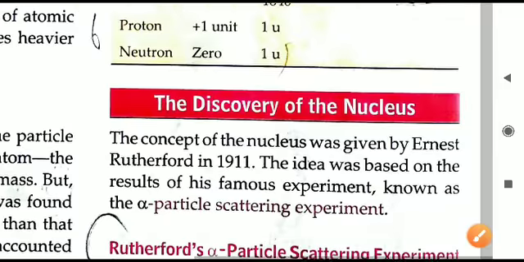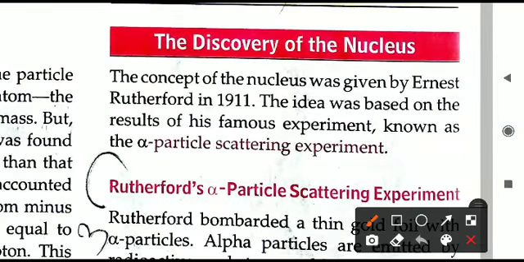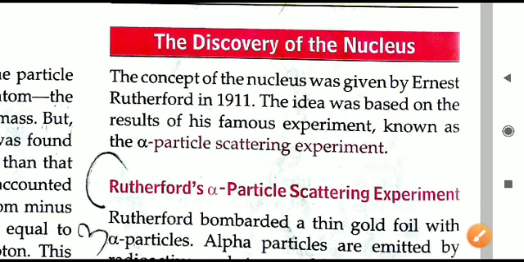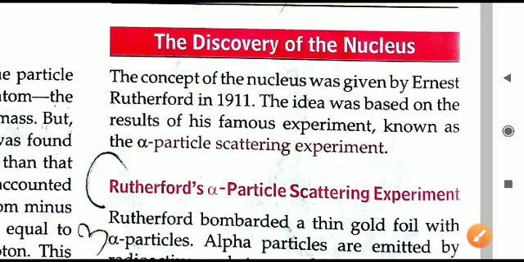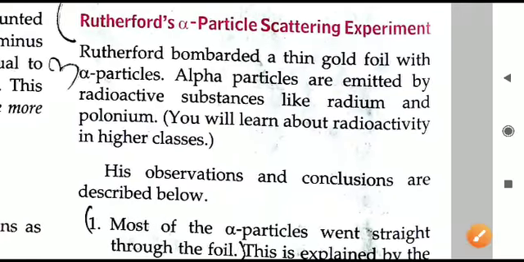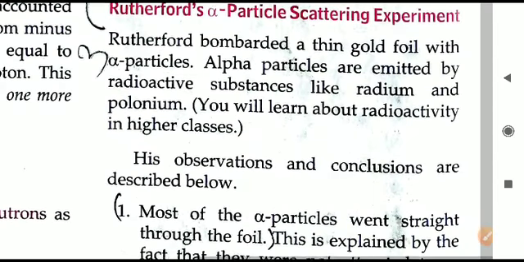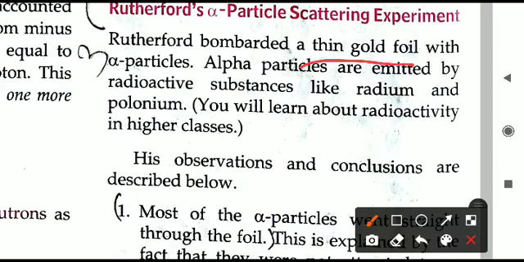Now let us come to the discovery of the nucleus. This concept of the nucleus was given for the first time by Ernest Rutherford in 1911. He did not simply state this idea; he performed an experiment, the alpha particle scattering experiment. Using this experiment he was able to discover the nucleus. He took a thin gold foil, gold is a metal, and bombarded it with alpha particles, which again are helium ions.